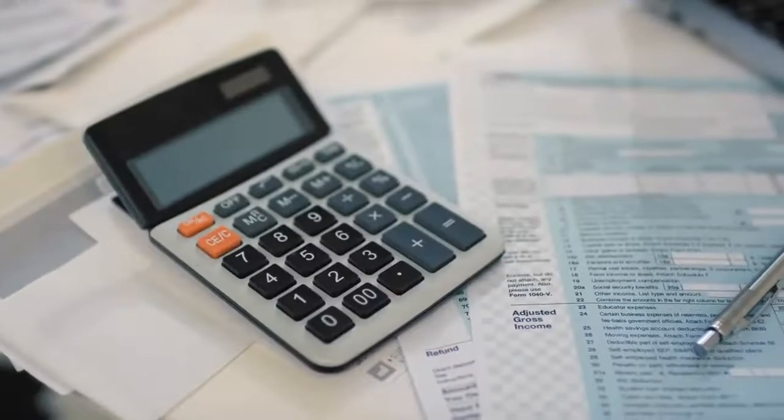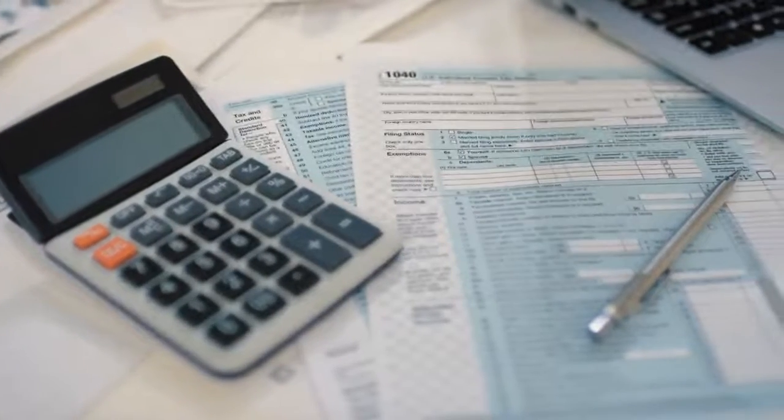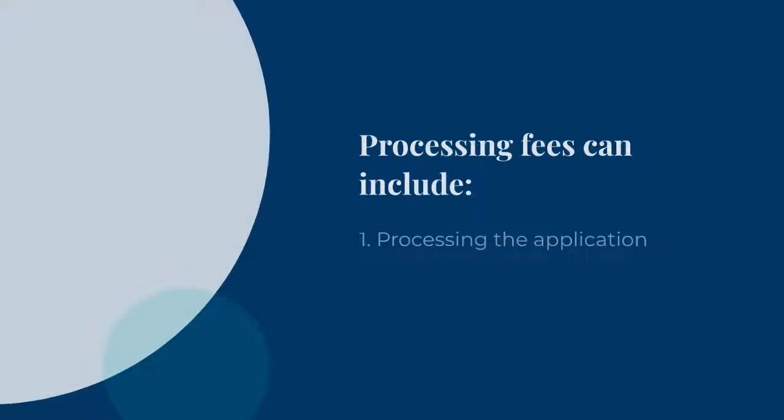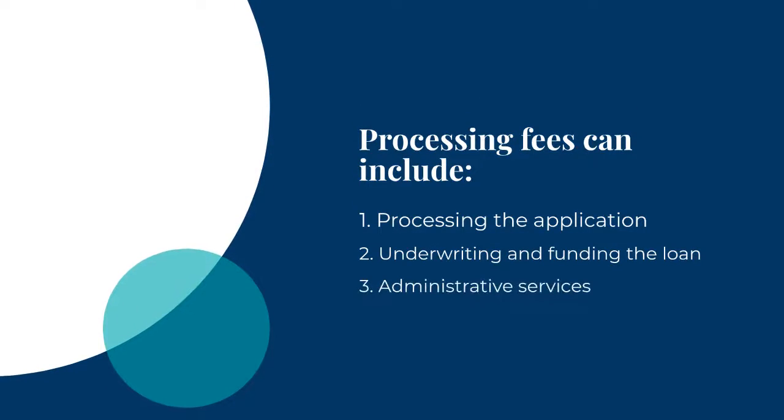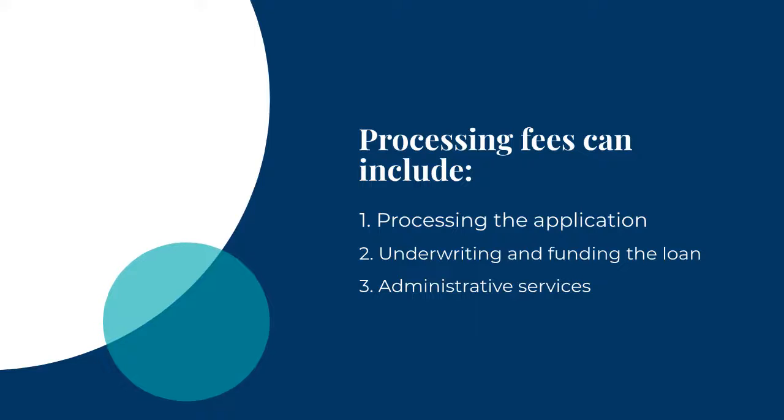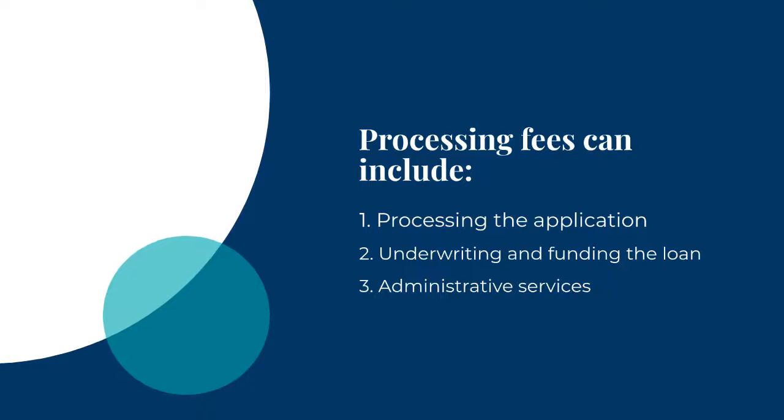Number 4, processing fees. A processing fee is the money that the hard money lender charges the borrower in order to create the loan. These fees can include processing the application, underwriting and funding the loan, and other administrative services.